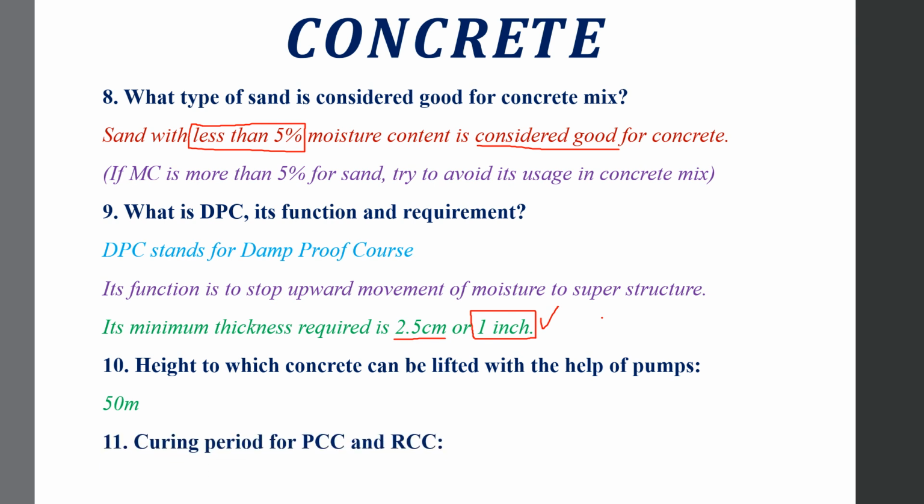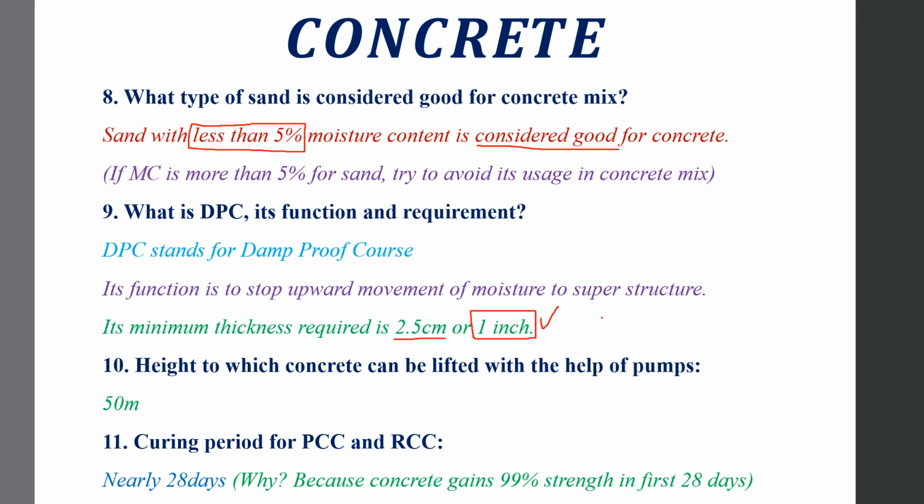The 11th point is the curing period of PCC and RCC. It is a well-known point that curing should be done for nearly 28 days. Why should it be done for 28 days? Because concrete gains 99% of its total strength in the first 28 days. At any construction site, an RCC or PCC structure should be cured for 28 days, but mostly 25 days of curing is used at site.